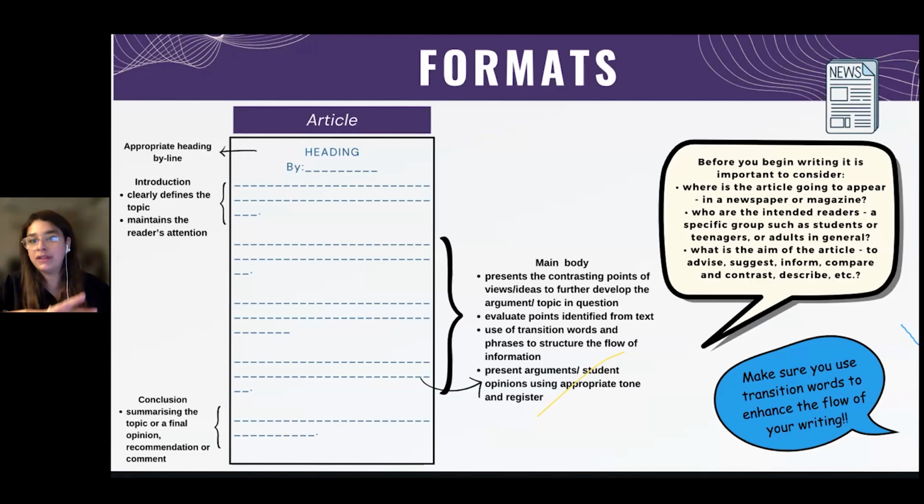So the format remains the same. My overall tone will change. The way I formulate my content will change based on my audience. Article format remains the same. All right. So we initially have an introduction where we are introducing what we're talking about.